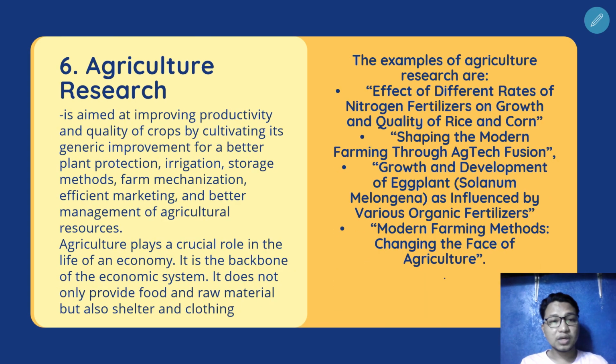And then next we have agriculture research. Agriculture plays a crucial role in the life of an economy. It is considered as the backbone of the economic system. Agriculture does not only provide food and raw material, but also the shelter and clothing for the people. So agriculture research is aimed at improving productivity and the quality of crops by cultivating its genetic improvement for better plant protection, irrigation, storage methods, farm mechanization, efficient marketing, and better management of agricultural resources.